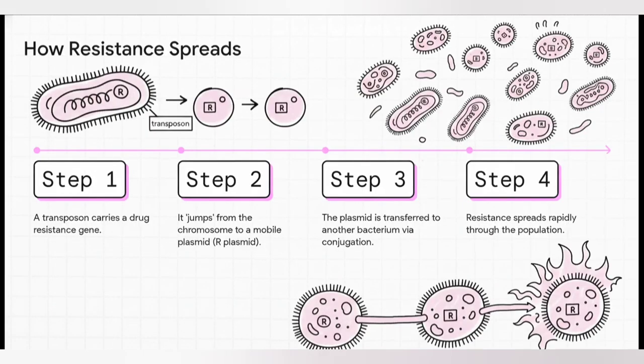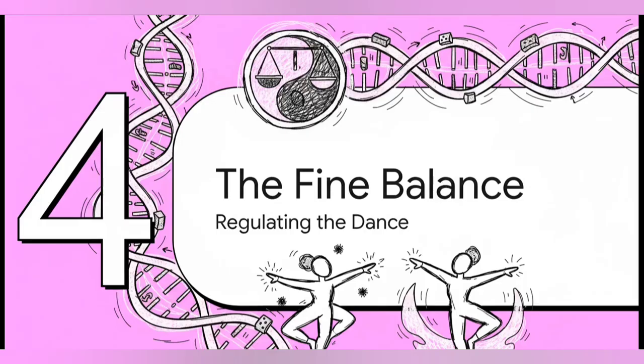A transposon with a resistance gene can just hop from the main bacterial chromosome onto a plasmid, which is a small, circular piece of DNA that acts like a portable flash drive. That plasmid can then be passed from one bacterium to another in a process called conjugation. And just like that, the resistance gene spreads like wildfire through a population, even jumping between completely different species of bacteria.